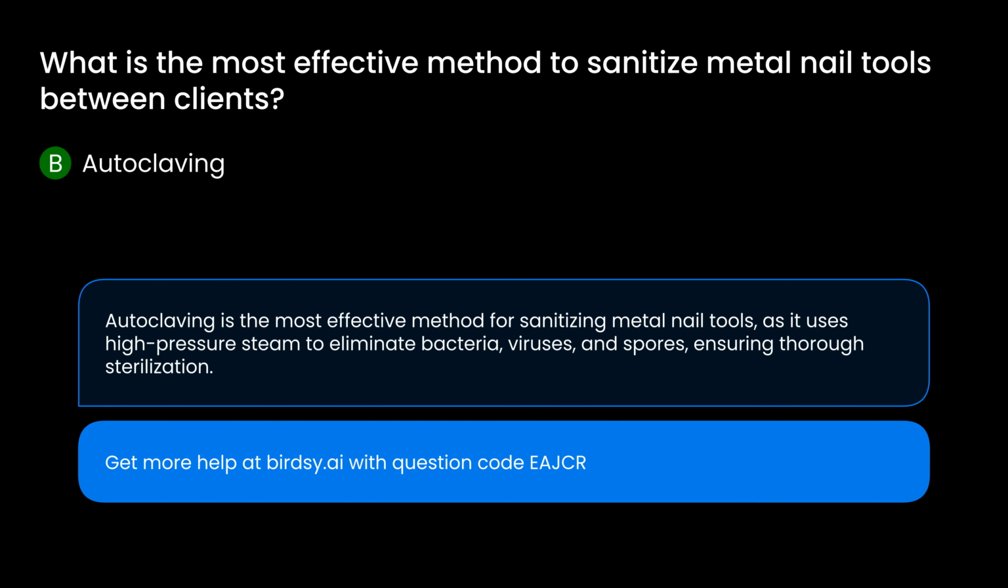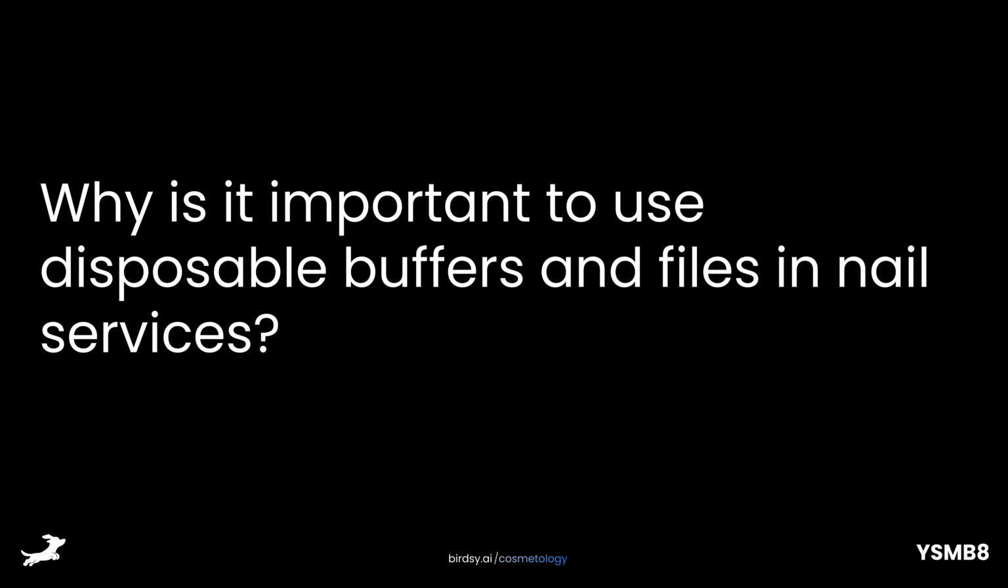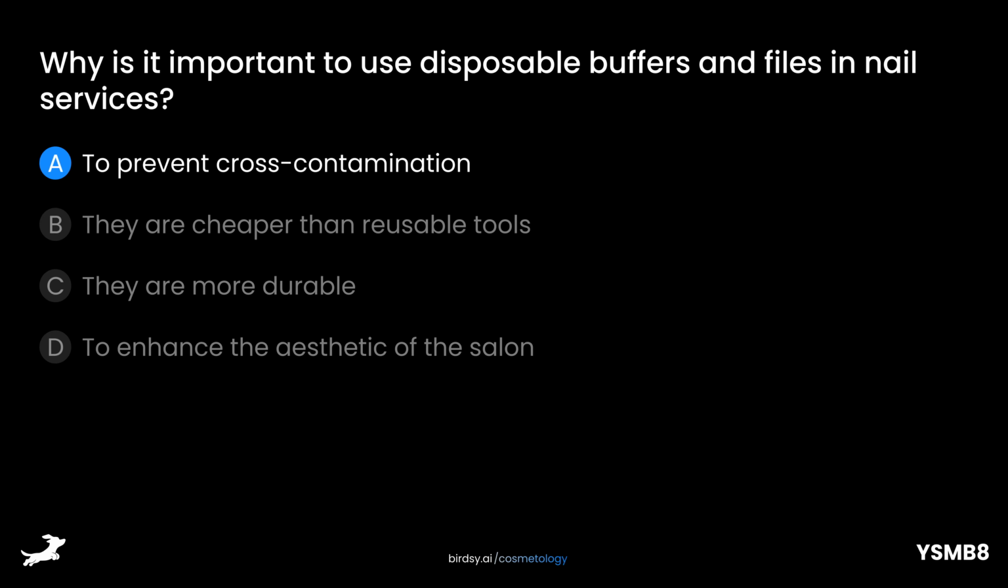Autoclaving is the most effective method for sanitizing metal nail tools as it uses high-pressure steam to eliminate bacteria, viruses, and spores, ensuring thorough sterilization. Why is it important to use disposable buffers and files in nail services? Is it A, to prevent cross-contamination, B, they are cheaper than reusable tools, C, they are more durable, or D, to enhance the aesthetic of the salon? The answer is A, to prevent cross-contamination.